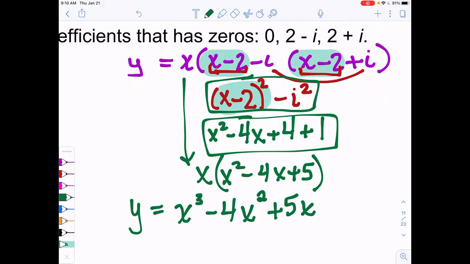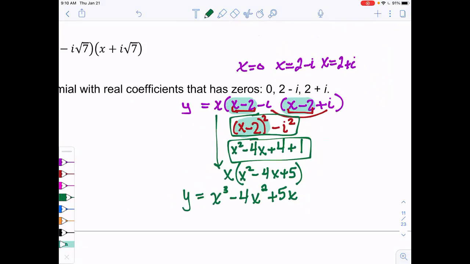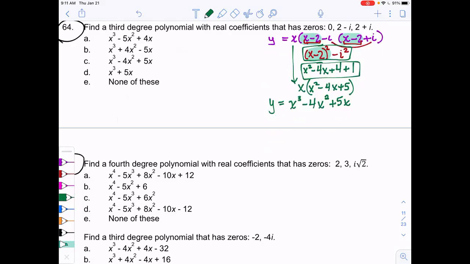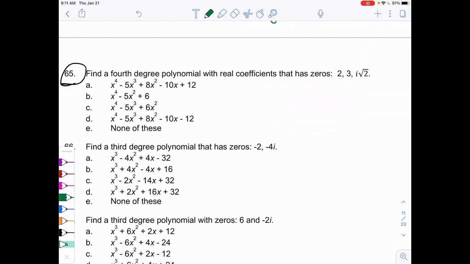So we're going to do another one together as well so that you can see a second one. I tried to choose one that was slightly different. Are there questions on number 64? So take your 0, make it a factor, and then do some multiplying. So if we look at the next one, number 65, same directions, except it says find a 4th degree polynomial. So now my power needs to be 4.